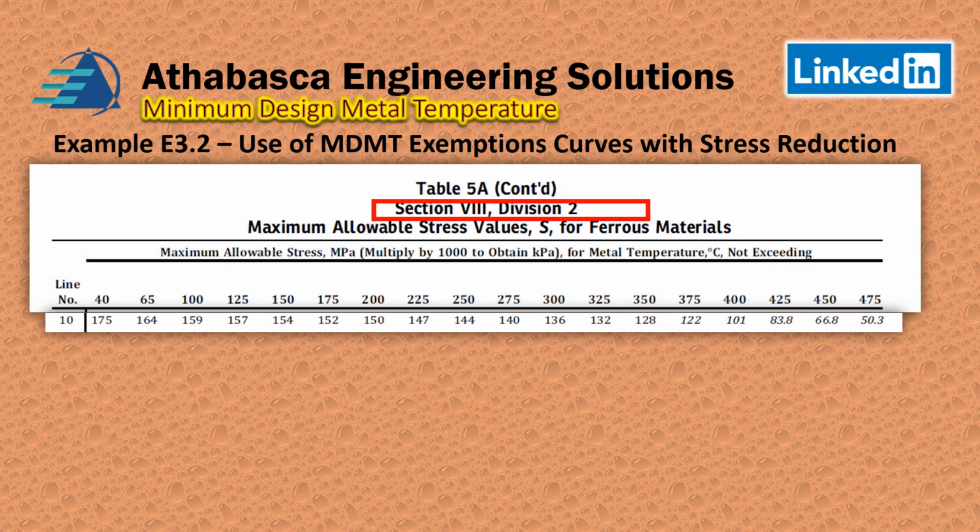Let's take a look at Division 2, the Class 2 materials, and we get 154 from Table 5A. So the allowable stress is 154 megapascals. So it's the same for Class 1 and for Class 2 materials.